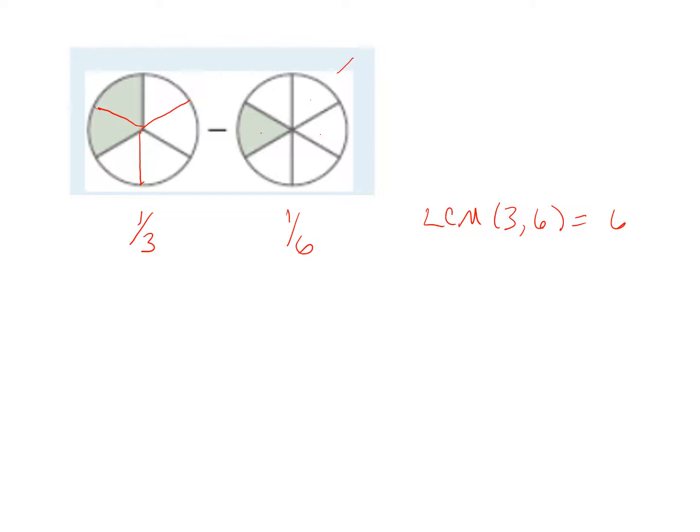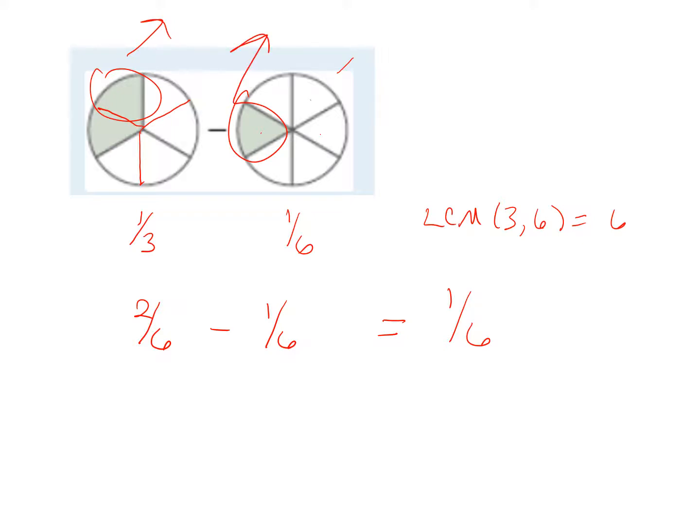So what's shaded here I could write as 2/6. Now I want to take away one of those sixths, and what do I have left over? Just a sixth. So I can think of it like take away. And the part that's remaining shaded is 1/6.